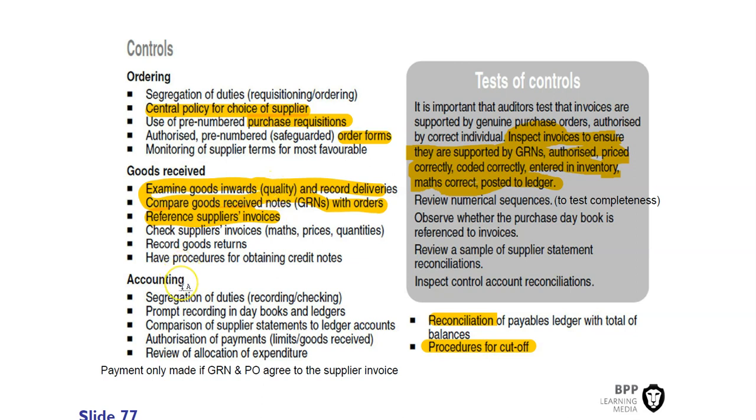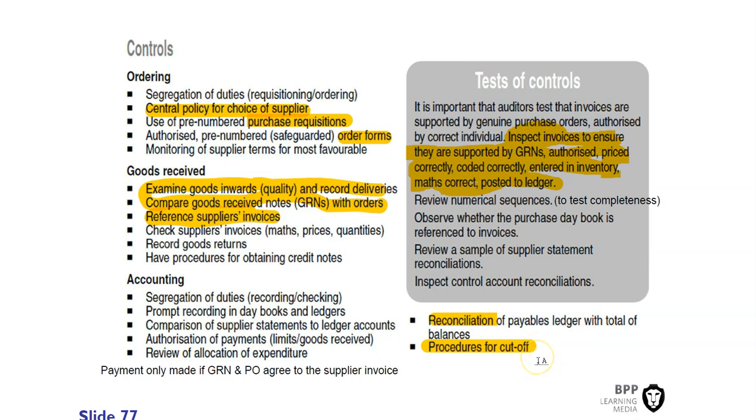The accounting department then, the main thing is payment is only made if the goods received note and purchase order agree to the invoice. So once you get an invoice, no payment is made unless the supporting documentation says we ordered the goods with our purchase order and we received the goods, and the evidence of that is a goods received note. And then reconciliations are always done in accounting. Cut-off procedures are important to make sure it's recorded in the correct period, particularly around year end.